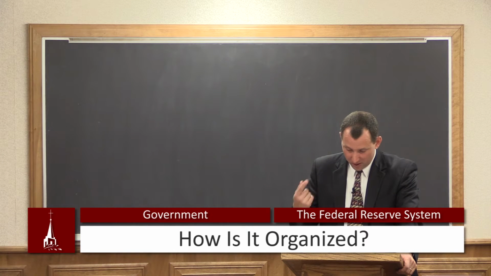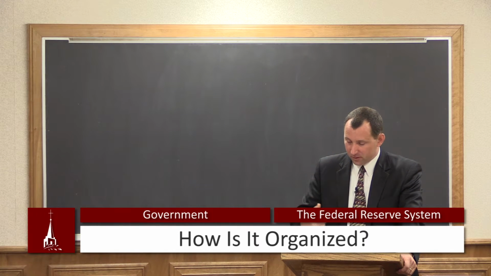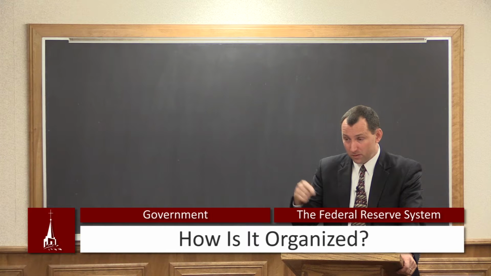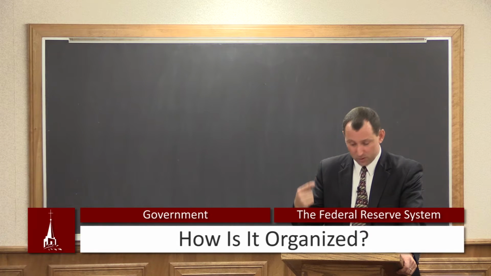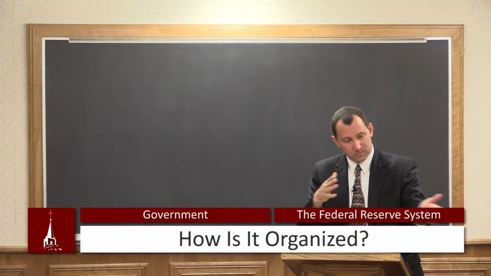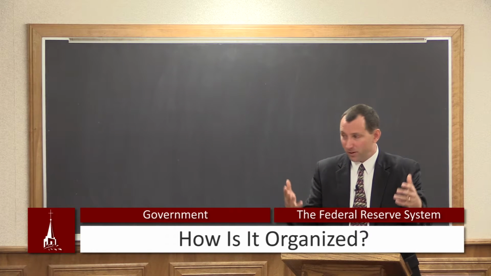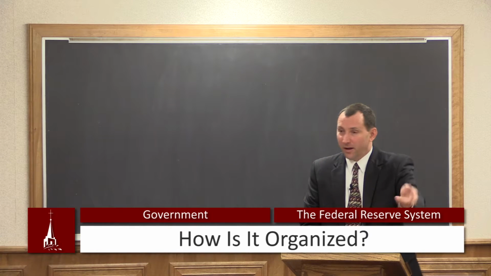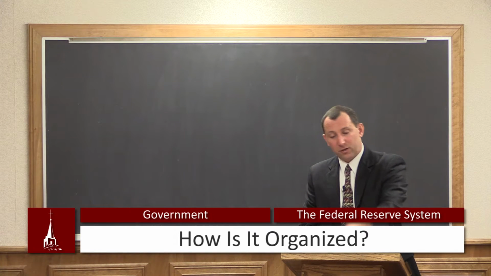There are 7 people on this board, and they are elected every 2 years. The president picks a new one. So they serve a 14-year term, but they rotate through every 2 years. A new one is picked. The thought there is to give the board some consistency. You didn't want them all replaced at the same time and a whole new mindset. Try to give it some consistency, and also to help the members think long term.